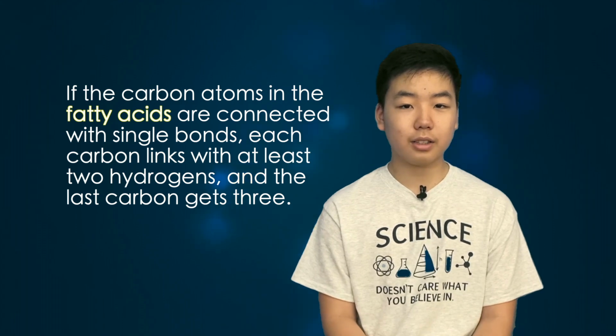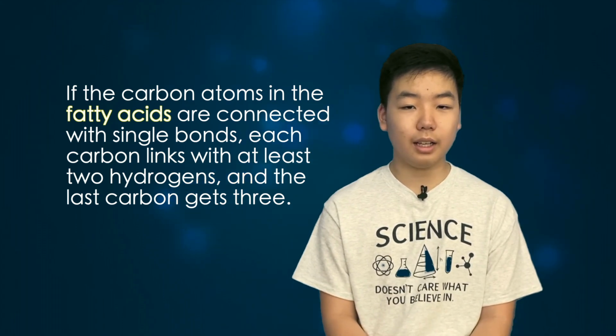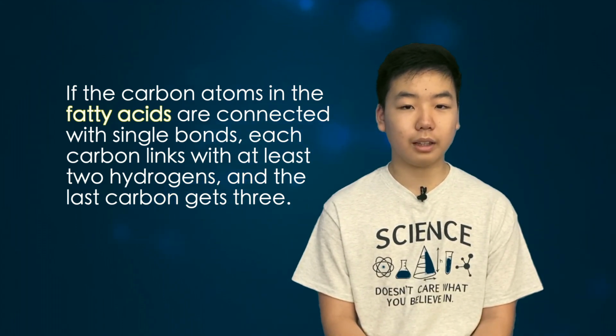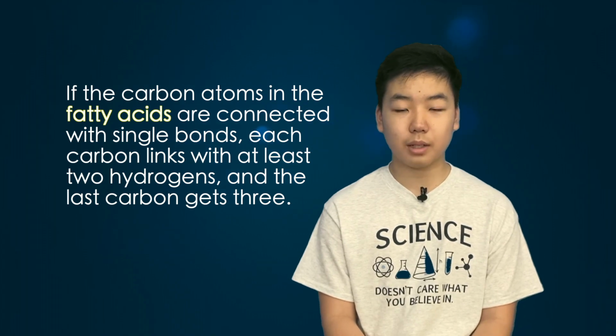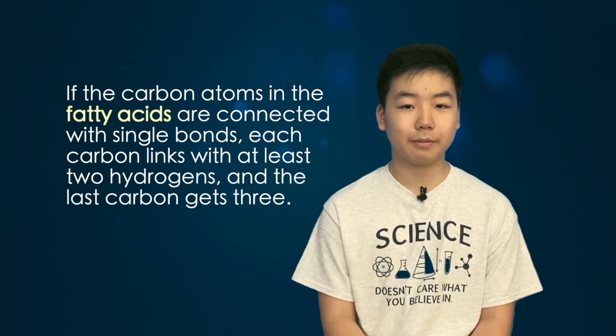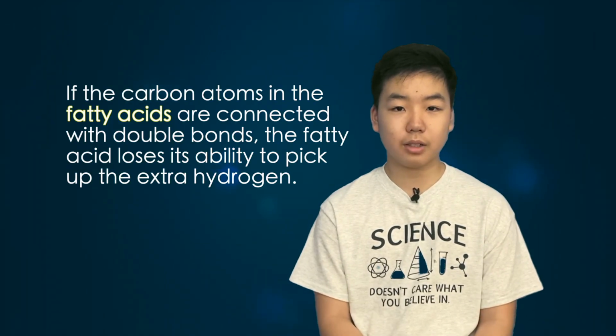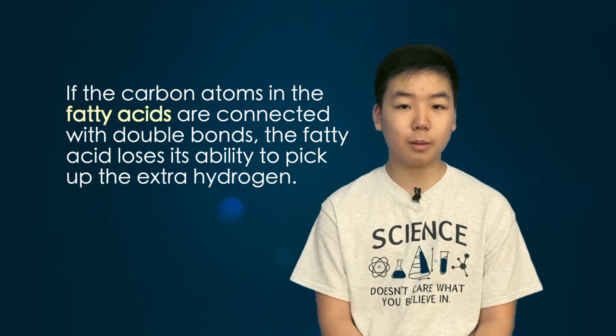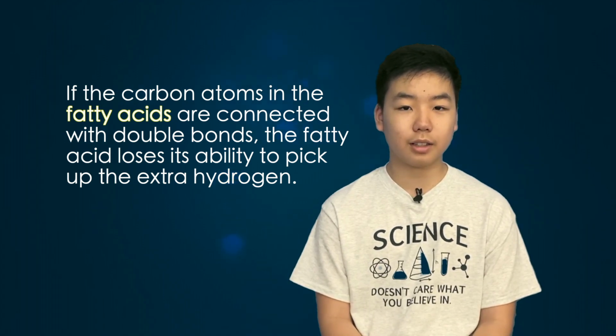Fatty acids can be either saturated or unsaturated with hydrogen. If the carbon atoms in the fatty acid are connected to each other by single bonds, then each carbon atom gets linked up with at least two hydrogen, and the last carbon atom picks up three. This means that the fatty acid will be saturated. However, if the carbon atoms are connected to each other with double bonds, they lose the ability to pick up the third hydrogen. So the fatty acid becomes unsaturated and it usually bends.